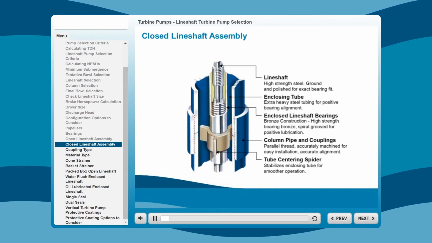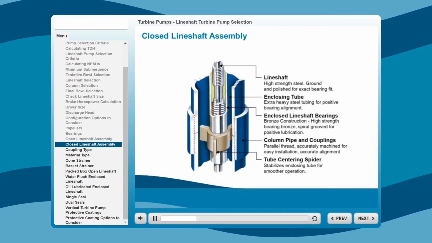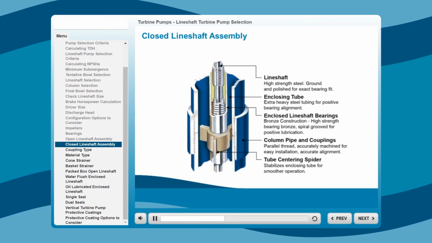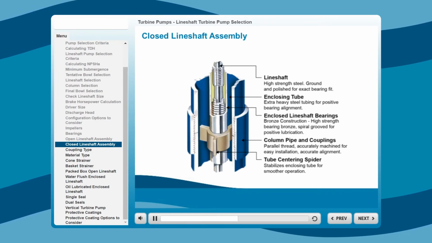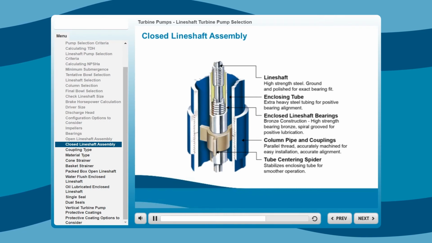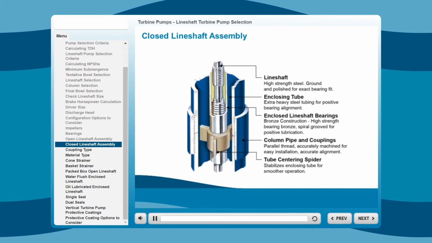Closed line shaft assemblies are used for deep set applications, usually over 100 feet in length. This type of assembly is oil lubricated and is used in applications where the line shaft and bearings need protection and proper lubrication. Water-flushed line shaft bearings are available for pumps that have abrasive materials flowing through them.